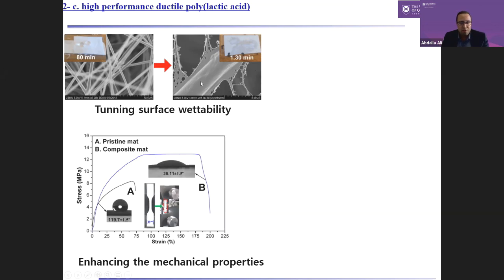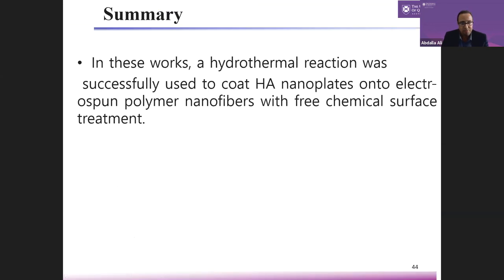to between 120 and 140 degrees Celsius. As we can see, the electrospun fiber surface is fully encapsulated by polyvinyl alcohol, and it changes the surface from hydrophobic to hydrophilic and enhances the mechanical properties significantly. So hydrothermal treatment is a robust technique, very easy, simple, and cost-effective.